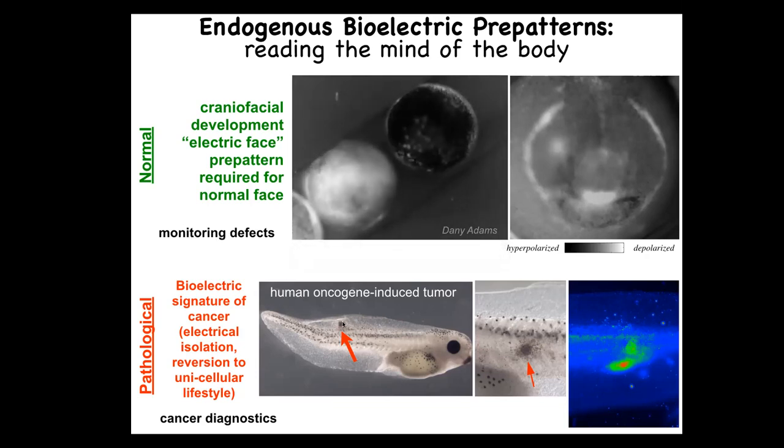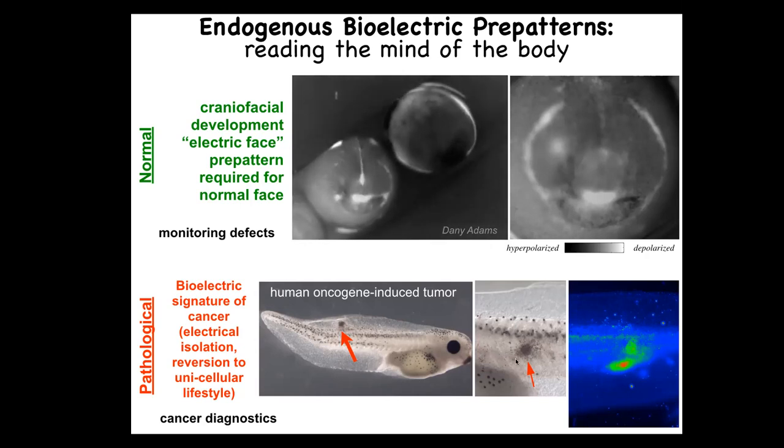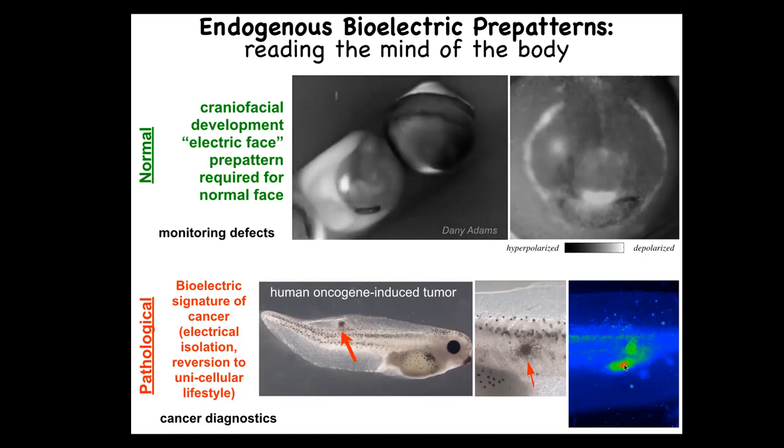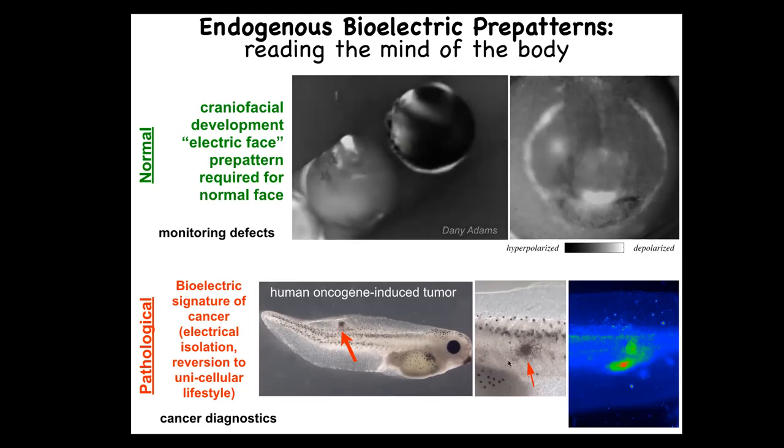This one is a pathological pattern that you can induce by injecting human oncogenes into these tadpoles. Eventually, they will make tumors. Eventually, these tumors will metastasize. You can see that. But before that happens, you can already see the aberrant bioelectrical state that this oncogene has established, and you know where the tumor is going to be, and you actually know where the margins are going to be here. So there's all kinds of cancer diagnostic opportunities there.